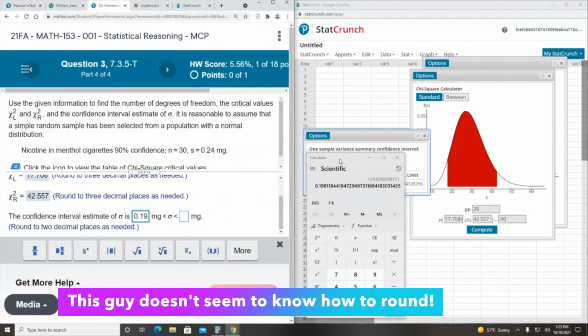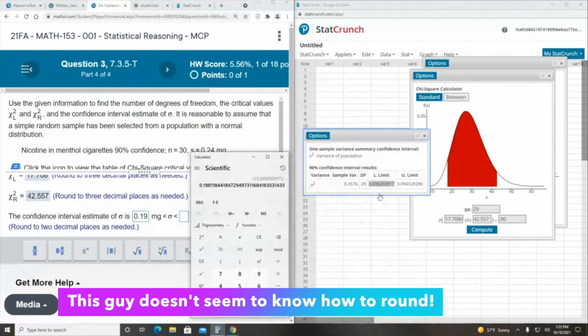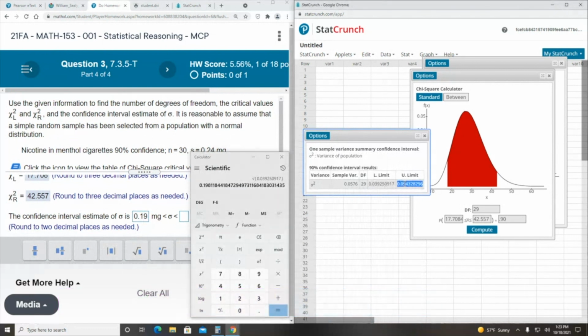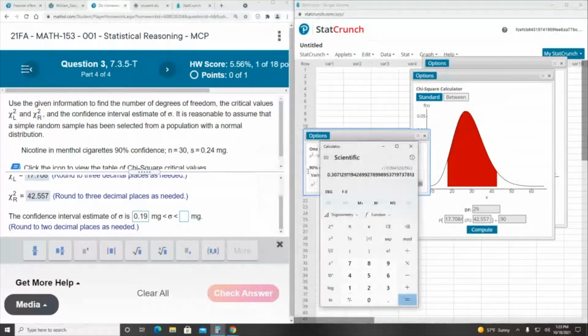For the upper limit, I do the same sort of thing. I'm going to select it, Control-C to copy it back to the calculator, Control-V to paste it, take the square root. I get a long, long, long value, which I will summarize by rounding to 2 decimal places, 0.31.